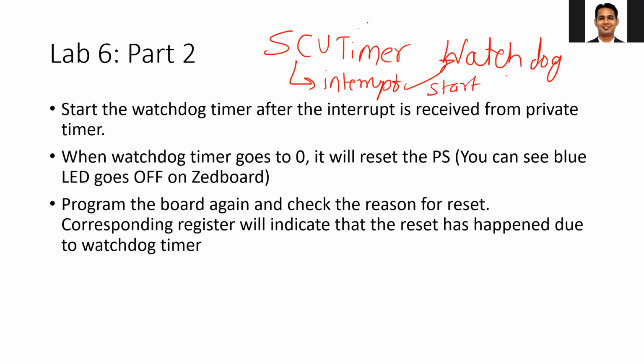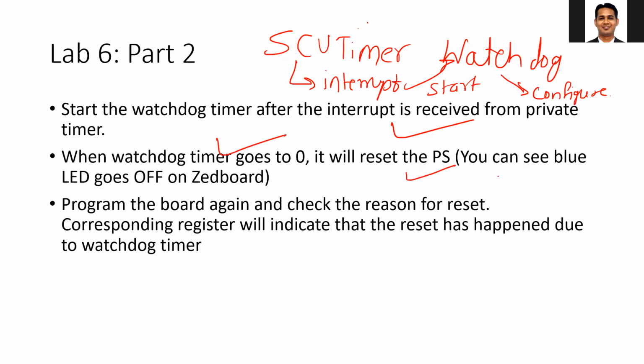And once the watchdog timer generates the interrupt, our board will get switched off. Then we will configure the board again and read the status of that reboot register to know whether the reset has happened because of the watchdog or because of some other event. So we start the watchdog timer after the interrupt is received from the private timer. When the watchdog timer goes to 0, it will reset the PS.